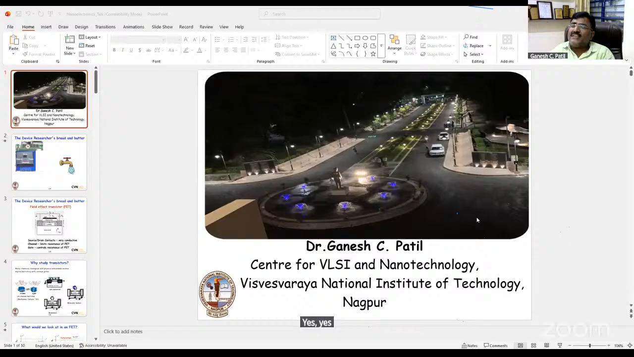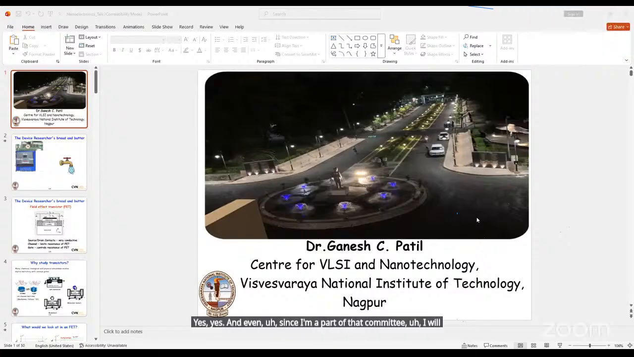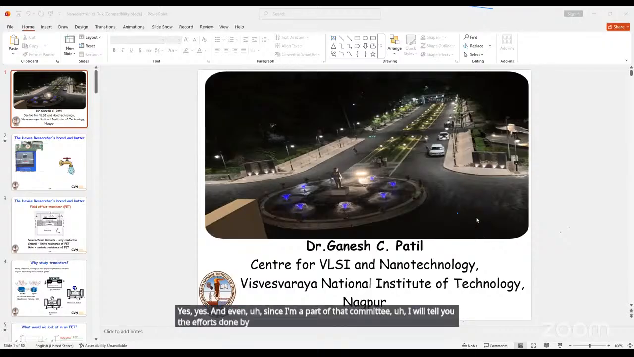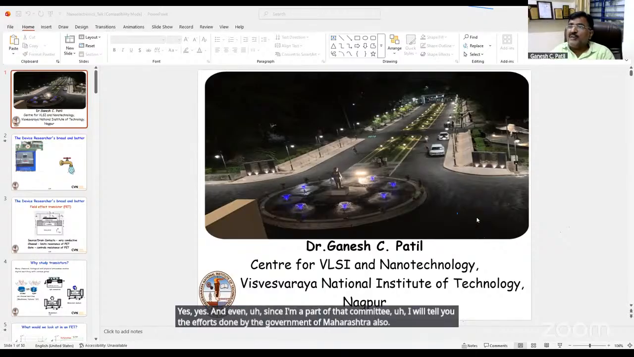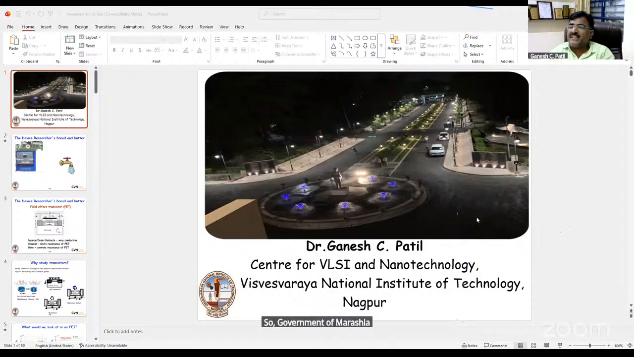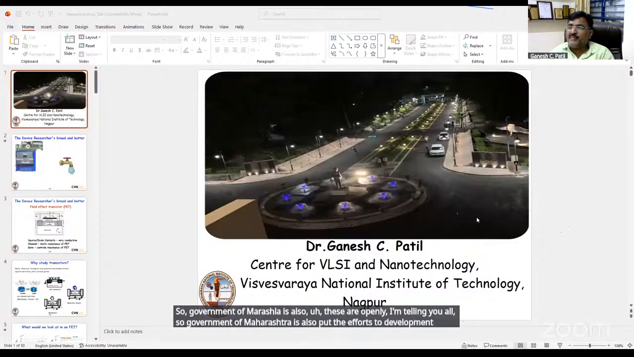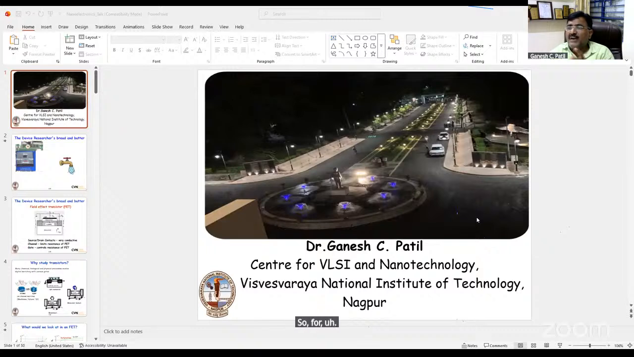Thank you. Since I am a part of that committee, I will tell you about the efforts done by the government of Maharashtra also. These are openly being said. The government of Maharashtra is also putting efforts into the development of quantum computing, the quantum era. For that, one hub has been made. The quantum hub would be IISER Pune.